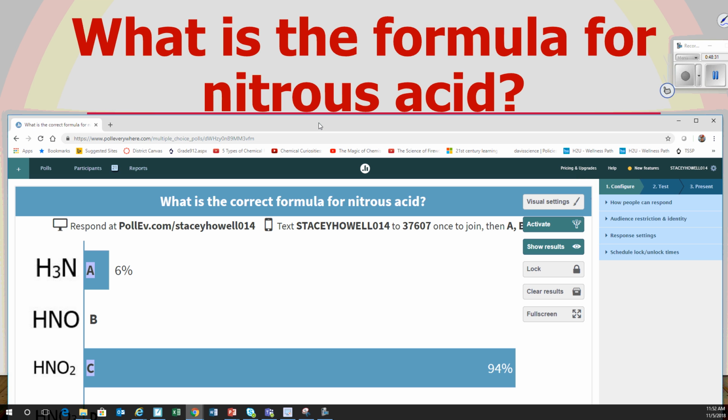Okay, it is HNO2 because NO2 is nitrite, has a -1 charge, and you need 1 hydrogen to go with it. So C is correct here.